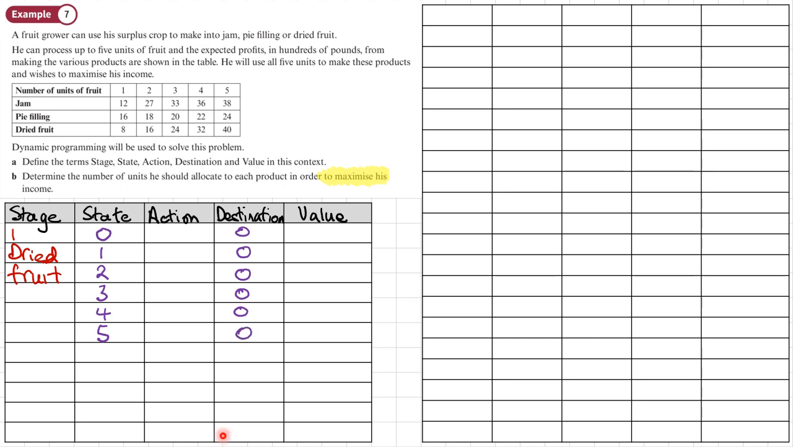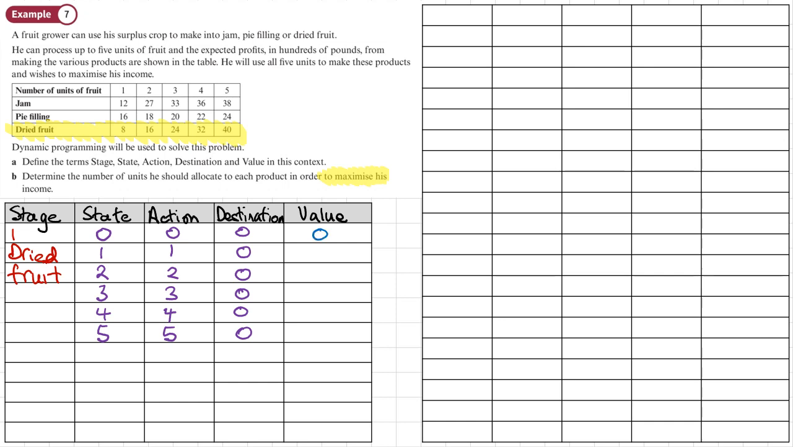That means that my action is going to be using up whatever units have been passed on from the previous stages, like this. Then I'm going to work out what their values are, and this is where the table comes in. So I'm now considering the dried fruit, and the table tells me what the profits are for different units of fruit being used up. So for dried fruit, obviously if I'm not using up any units, its value is 0, so I'll just put 0 in.